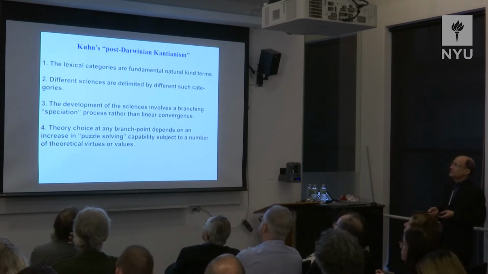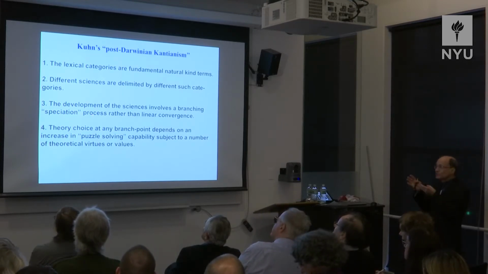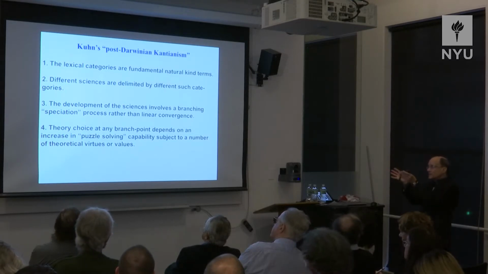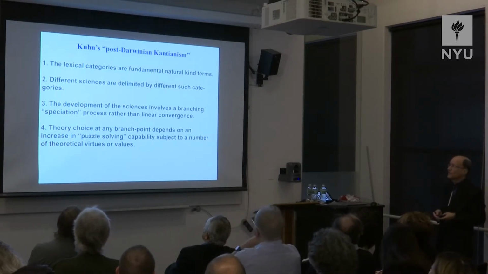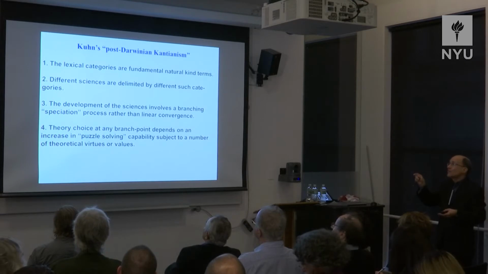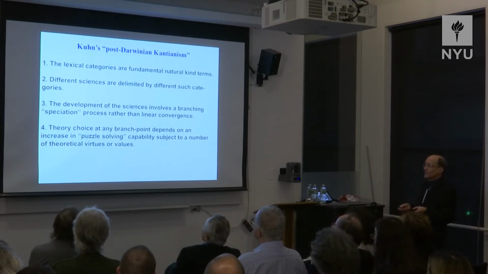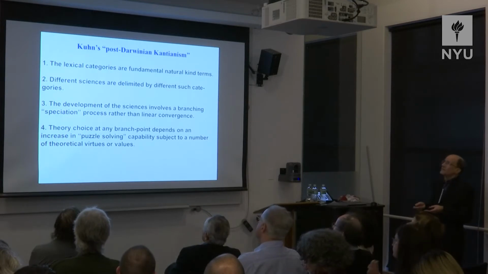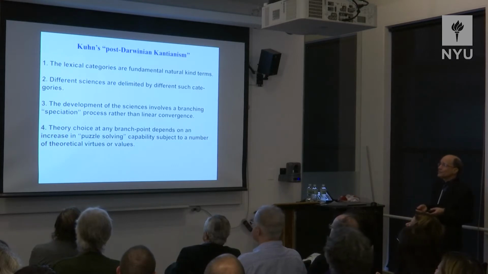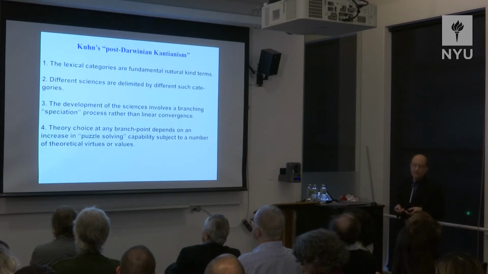The development of the sciences involves a branching speciation process rather than linear convergence. There's no single thing that they're converging on. They're just developing and branching in a quasi-evolutionary way. And when you're at a branch point, that's where you get incommensurability, now really made very innocuous, if you think of it this way. Finally, at a branch point, there is theory change, which Kuhn takes to be progressive, or most of the time progressive. And it depends on an increase in what he calls puzzle-solving capability, subject to a number of theoretical virtues or values.